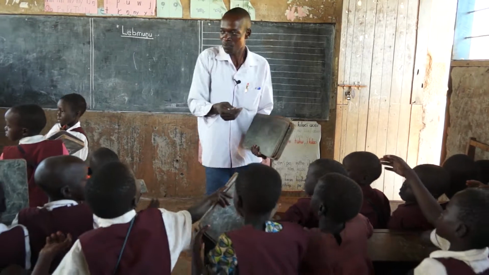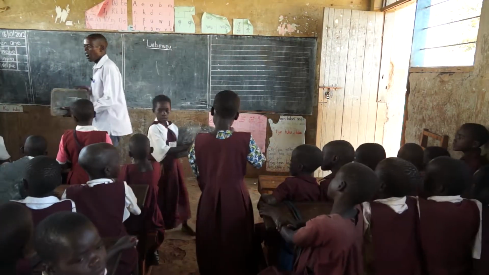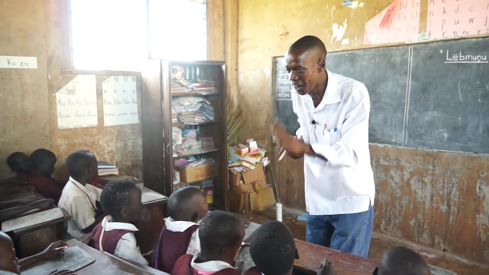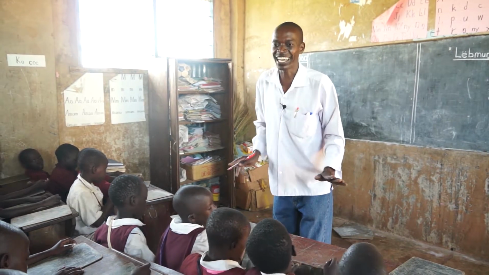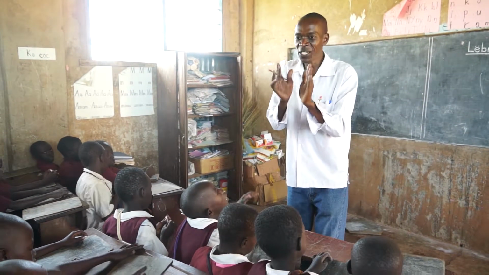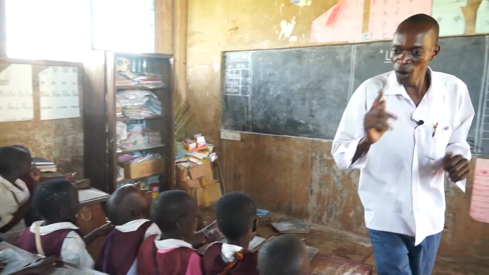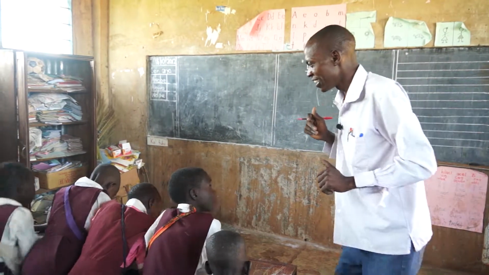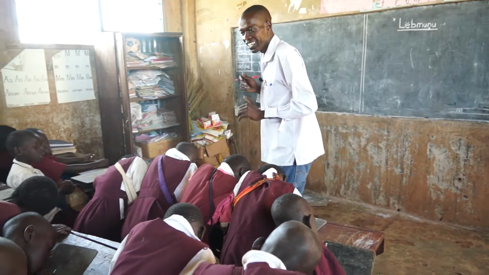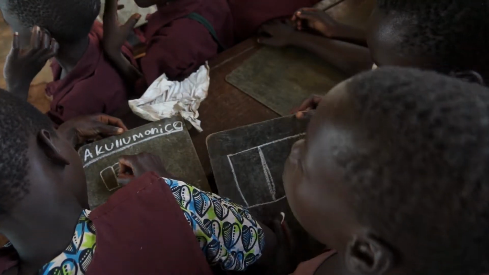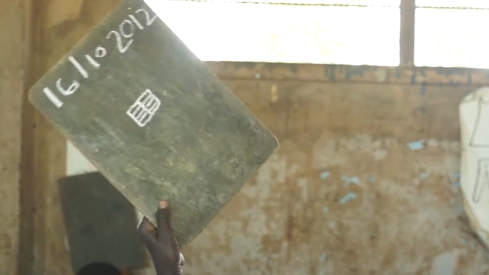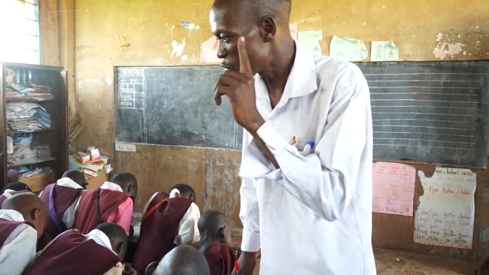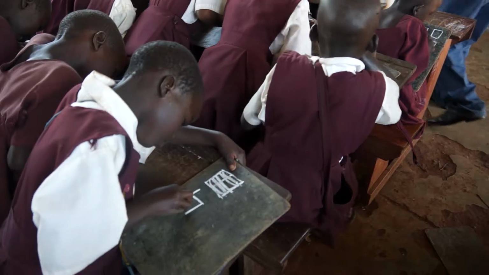Today the teacher asked learners to draw the vocabulary words they have learned this week. We are going to draw pictures. Draw for me a book. Draw a book. The second one is chair.